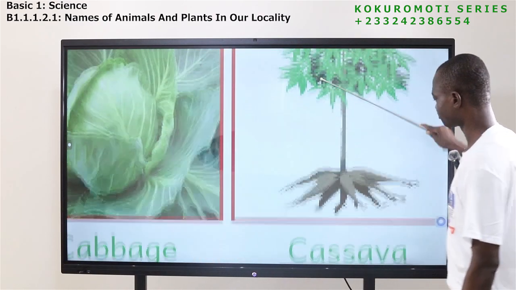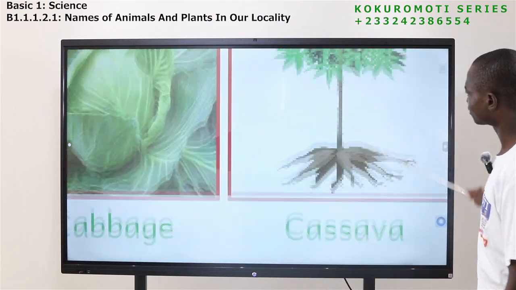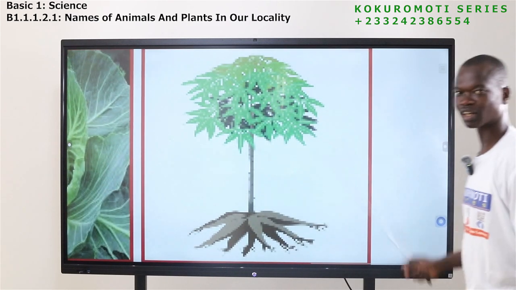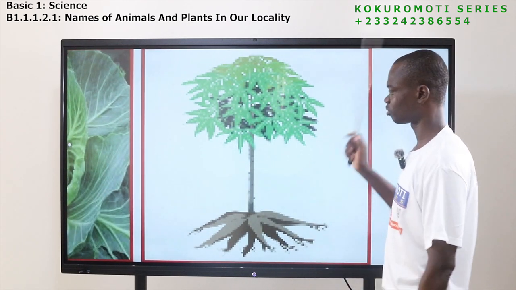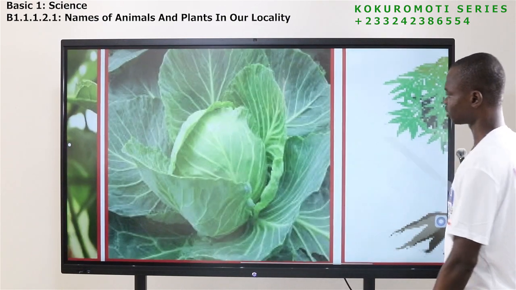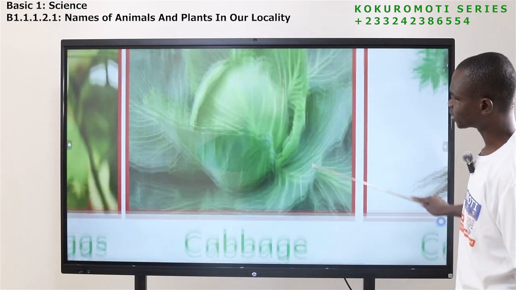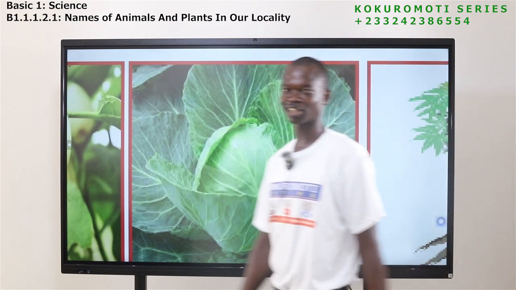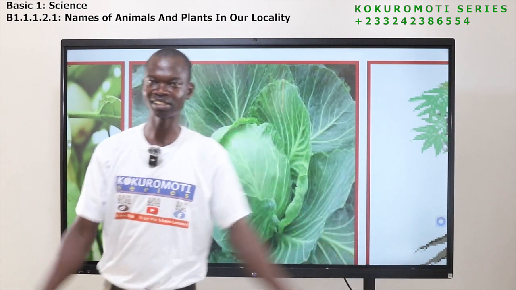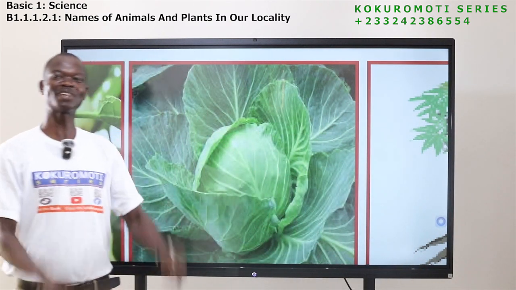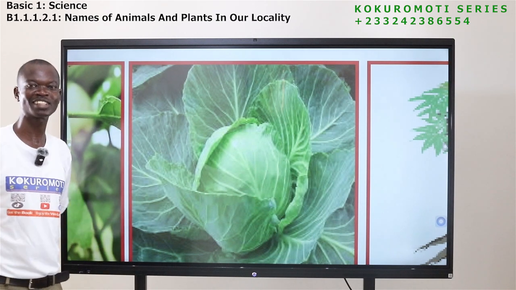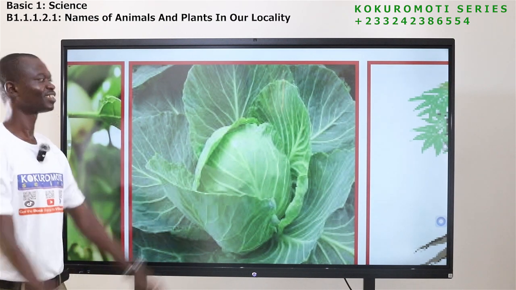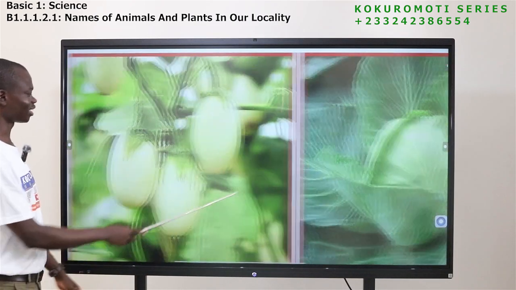We have some here. This is cassava. This is cassava for you. How do you call cassava? Banching. This is cabbage. The local name, I don't know the local name for cabbage. We call it cabbage. Our mothers will say, go and buy cabbage for me. So this is how we call it.